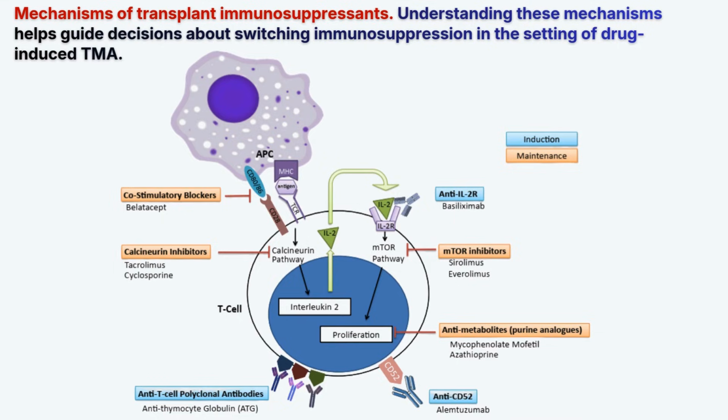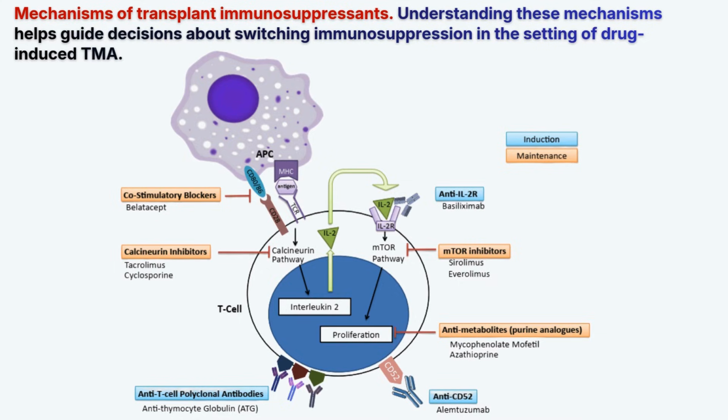Just below that, on the right side, is the mTOR pathway. mTOR inhibitors, sirolimus and everolimus, block downstream proliferation, but they can also impair endothelial repair and sometimes even worsen TMA. So switching from CNI to mTOR inhibitors is not always a safe solution.